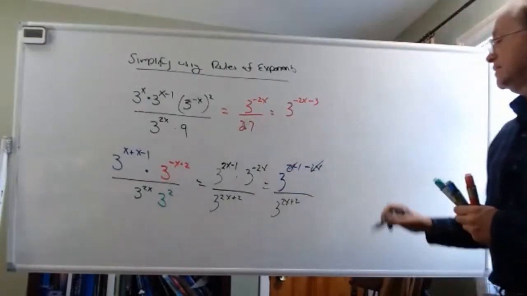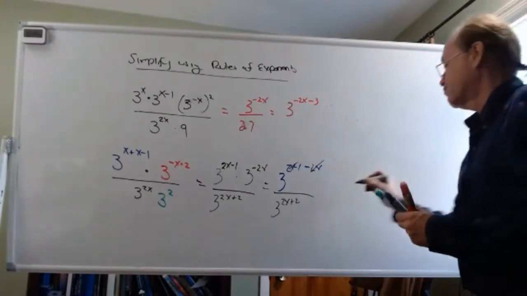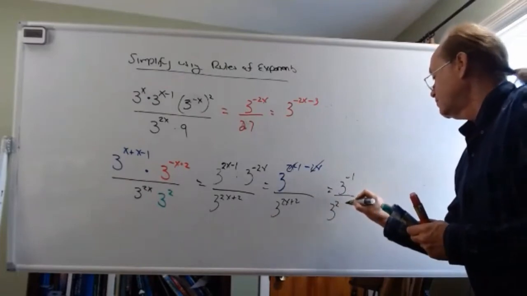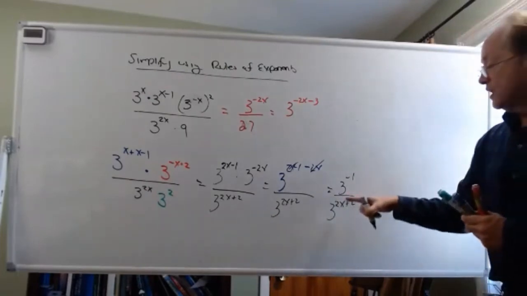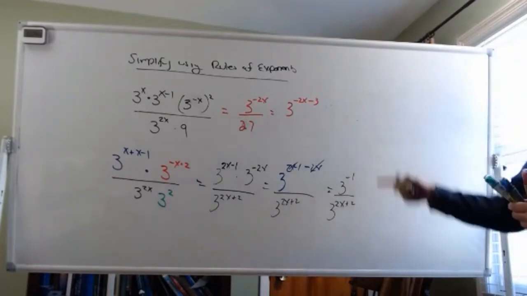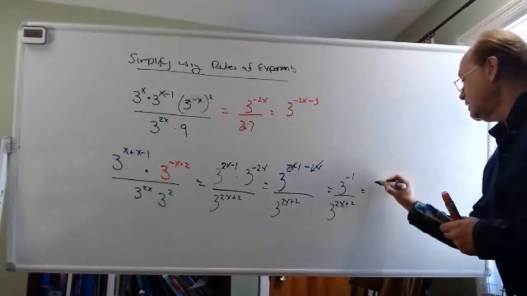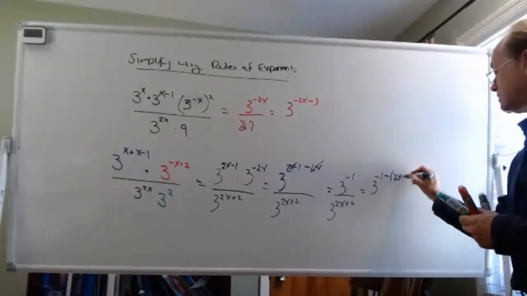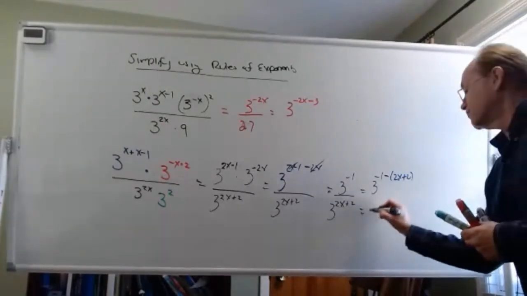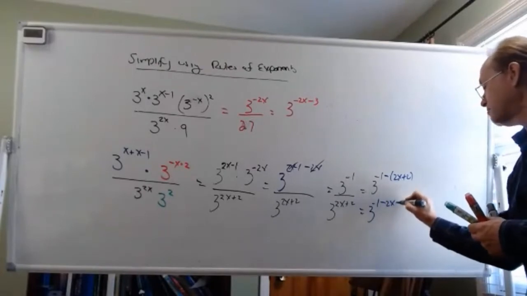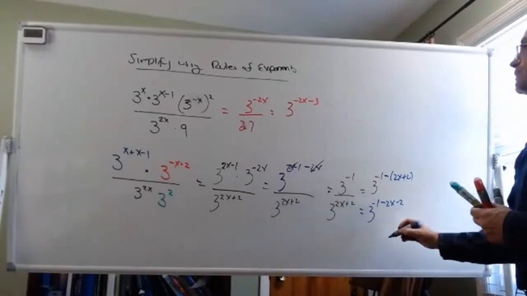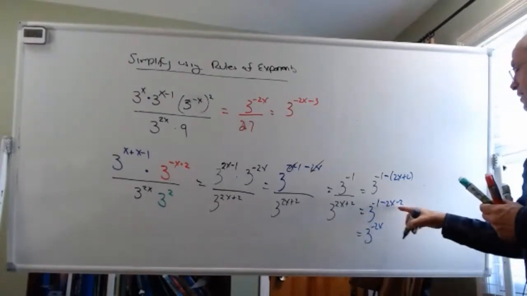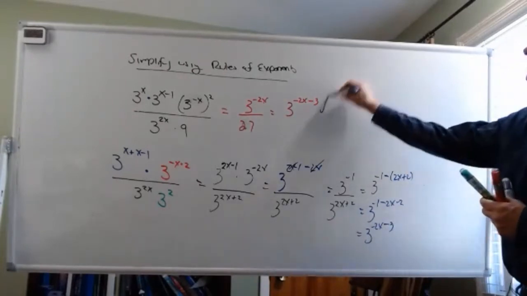Well, these go out. So in the top, it just gives me 3 to the negative 1, all over 3 to the 2x plus 2. Now, what do I do? When I divide, I subtract the lower exponent from the upper exponent. So it's 3 to the minus 1, and then I have to subtract the 2x plus 2. So that's equal to 3 to the minus 1 minus 2x minus 2. Well, I can rewrite that as, pull the negative 2x to the front, 3 to the minus 2x, a negative 1, and a negative 2 is a negative 3.